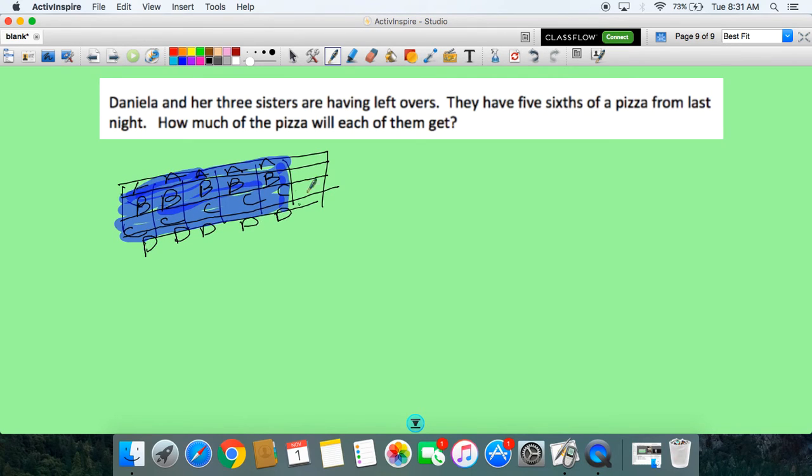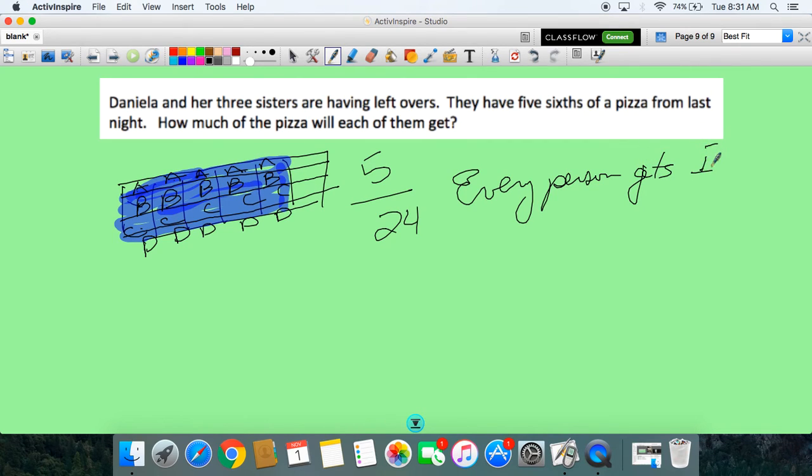So person A got 1, 2, 3, 4, 5 pieces out of, let's see, 1, 2, 3, 4, 5, 6. 4 times 6 is 24. 5 out of 24. So every person gets 5 over 24th piece.